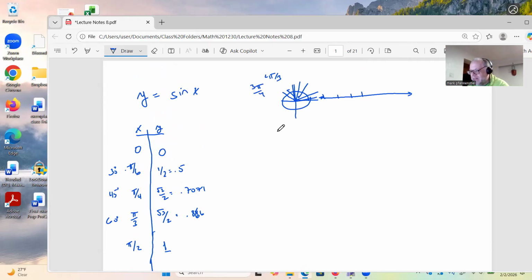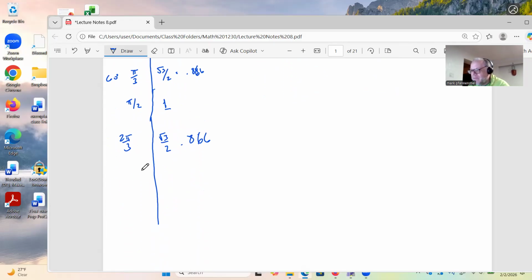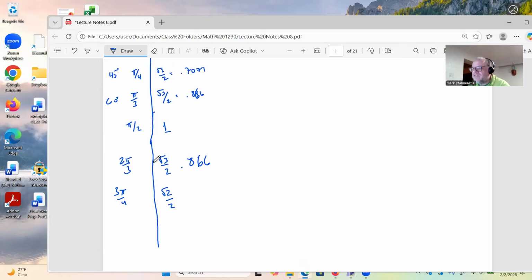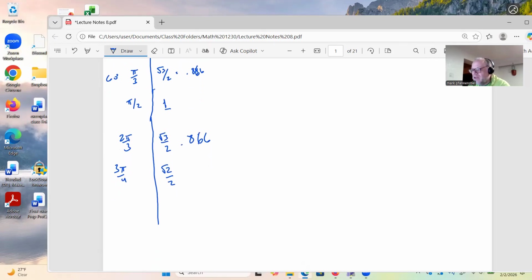That's the next angle in line. The reference angle for 3 pi over 4 is 1 pi over 4. So that is square root of 2 over 2. And then we finally have 5 pi over 6. So we have 5 pi over 6, and that's going to be all the way up here with my circle. It's going to be down here a little bit.